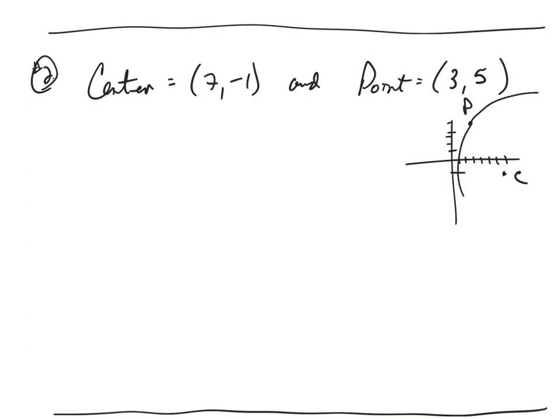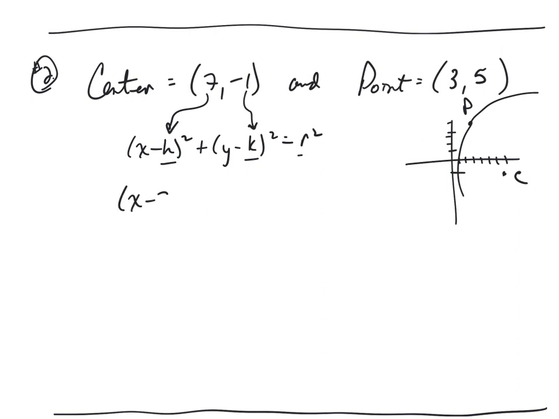Okay, so can we get to the equation? Again, we'll start with the standard form. So (x - h)² + (y - k)² = r². And again, we need three values, h, k, and r, just as we had on the previous problem. Well, h and k are easy because I tell you where the center is. So for h, we put in 7. For k, we put in -1.